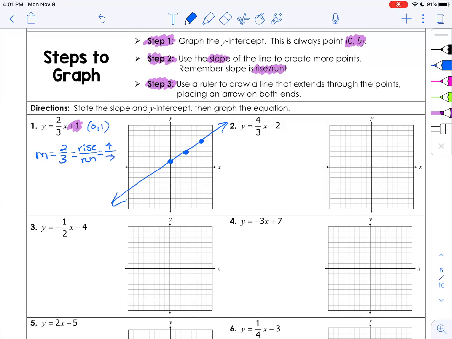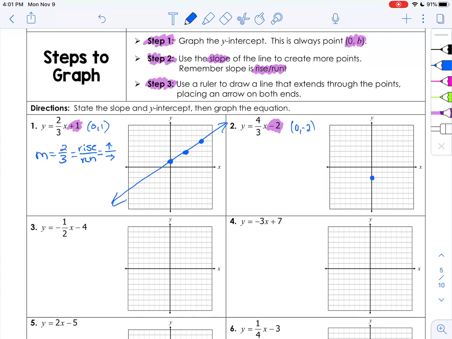Number 2, y equals 4/3 x minus 2. Again, we want to start by graphing our y-intercept. Our y-intercept is negative 2. So that point is 0, negative 2. Starting at our origin, we don't move left or right any, and we move down 2. This gives us our y-intercept.